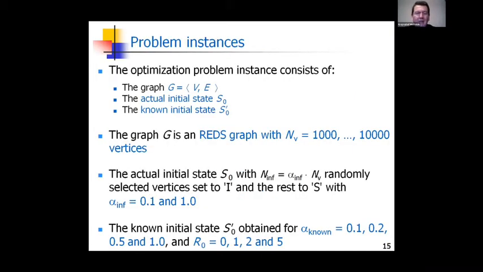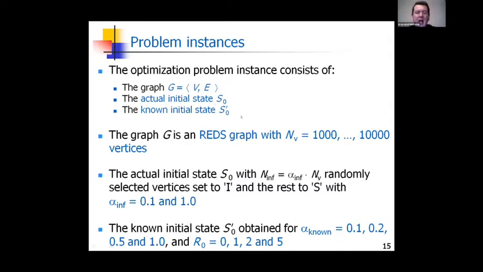So the experimental work was performed on certain problem instances which are based on graphs. You have a graph and two initial states. One is the actual one used for the final evaluation to see how our optimized solution would perform in the actual state. And of course, we start the optimizing using only the known state here, which differs obviously, as discussed in previous slides.